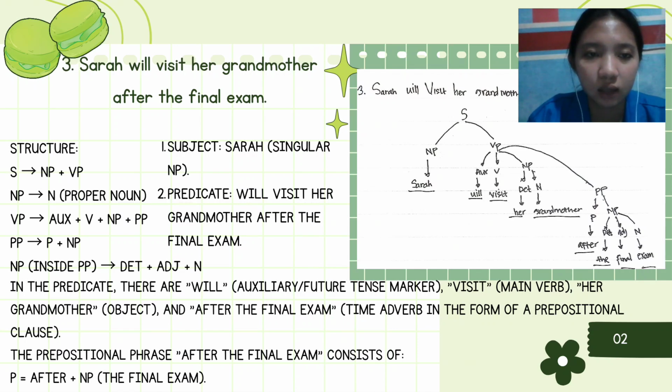Subject is Sarah as a singular noun phrase, and predicate is will visit her grandmother after the final exam. Inside the noun phrase in the prepositional phrase, there's a determiner plus adjective plus noun. In the predicate, there are will, auxiliary or future tense marker, visit as the main verb, her grandmother as the object, and after the final exam as the time adverb in the form of a prepositional phrase. The prepositional phrase after the final exam consists of P, which is after, plus NP, the final exam.